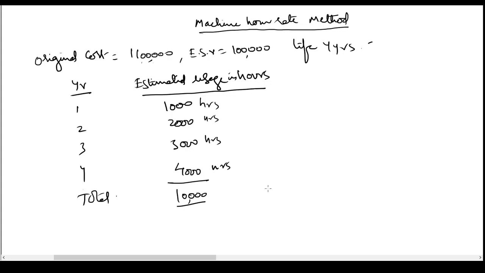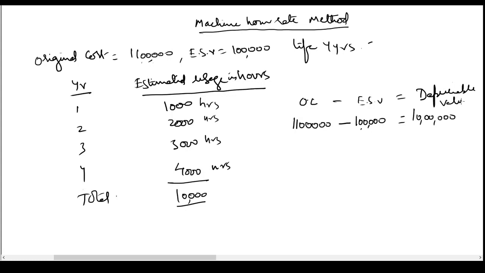So now let us try to understand. The original cost of the asset is 11 lakh. We know that at the end of the useful life of the asset we can get 1 lakh rupees as scrap value. That means we are going to totally lose 10 lakh rupees during the life of the asset. This is the original cost, this is the estimated scrap value. So the amount which we are going to lose during the usage is the depreciable value. Depreciable value is 10 lakh.